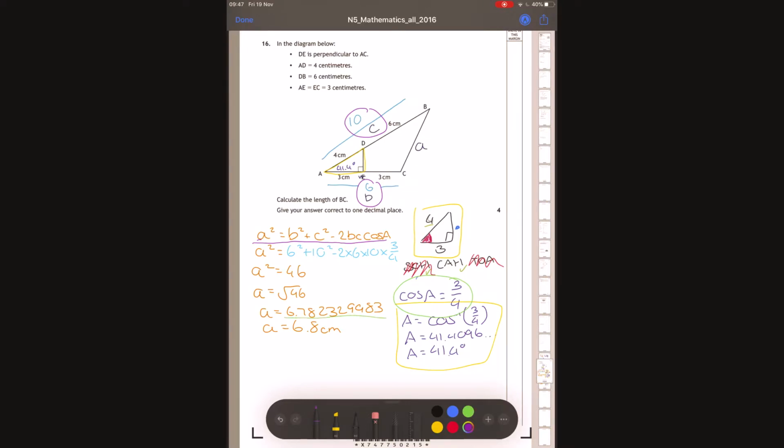Then I'm being asked for the answer correct to 1 decimal place. This is correct to 1 decimal place, and I remember my units. So give yourself a tick.